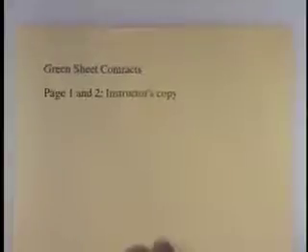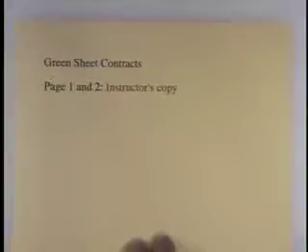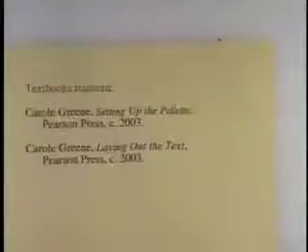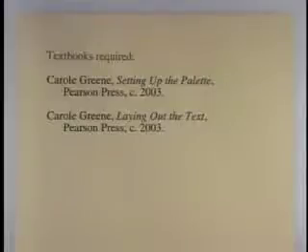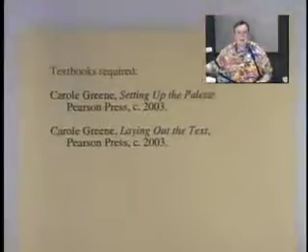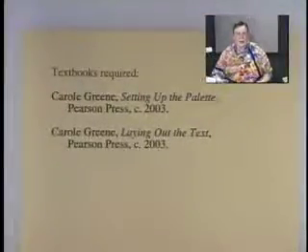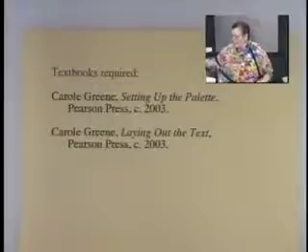In your book, you also have pages 3 and 4, which is a duplication, but that's a student copy. We'll work by contract. You'll keep pages 3 and 4, but 1 and 2, as I said before, are going to be turned in. The textbooks that you're going to be using this quarter are brand new. They have a 2003 copyright date. Setting Up the Palette is the first one, and Laying Out the Text is the other. And these will be available in the bookstore.